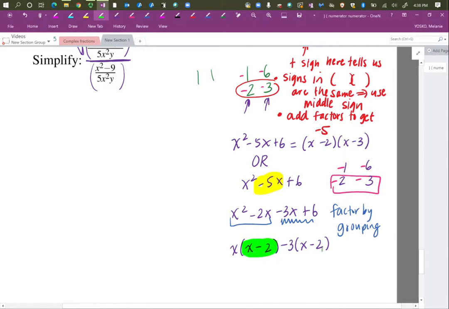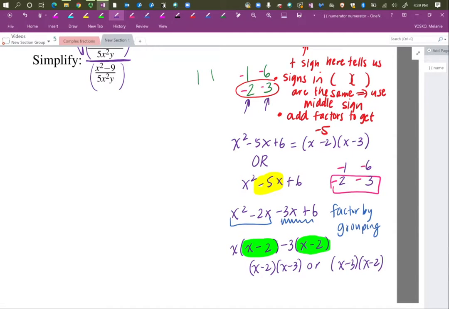They both have an x minus 2 in common. So we can say this is x minus 2 times x minus 3. Or, if you do it in the other order, x minus 3 times x minus 2. That is the commutative property. A times b is the same as b times a if we're looking at the real numbers. Okay, so that's how I factor that part.